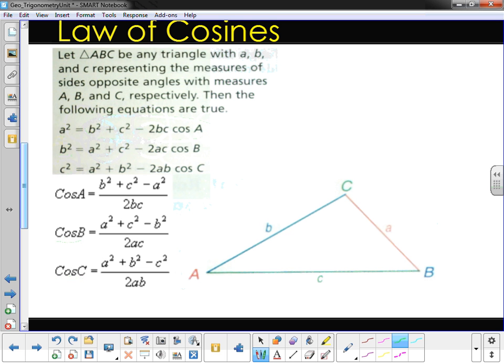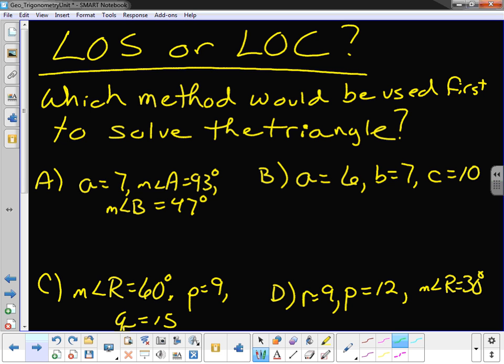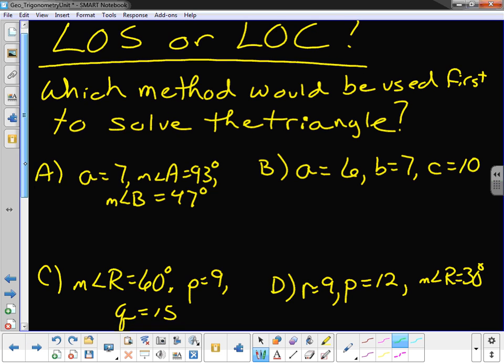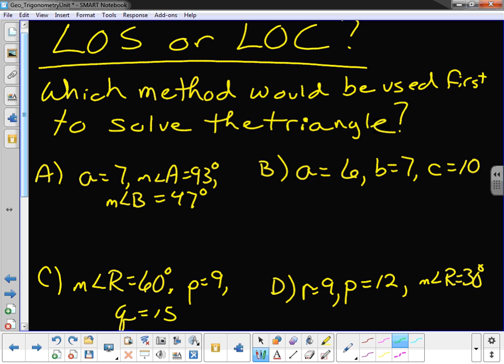Now, the other thing is we need to be able to identify when we use the law of sines and when we use the law of cosines. So part of the assignment looks like this. Which method would you use first to solve the triangle? Problem A: side a is 7, angle A is 93, angle B is 47. Problem B: side a is 6, side b is 7, side c is 10. Problem C: the measure of angle R is 60 degrees, side p is 9, side q is 15. And problem D: side r is 9, side p is 12, angle R is 30 degrees.